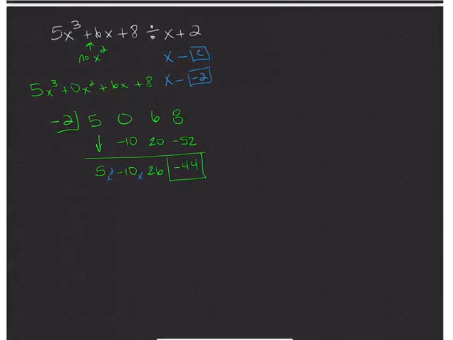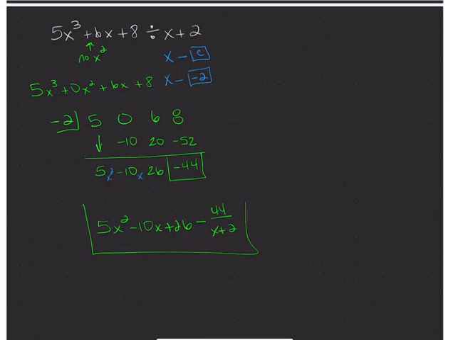So what's our final answer going to be? It's going to be 5x squared minus 10x plus 26. And then our remainder is negative, so it would be minus 44 over what is it we were dividing by? x plus 2. And that would be your final answer.